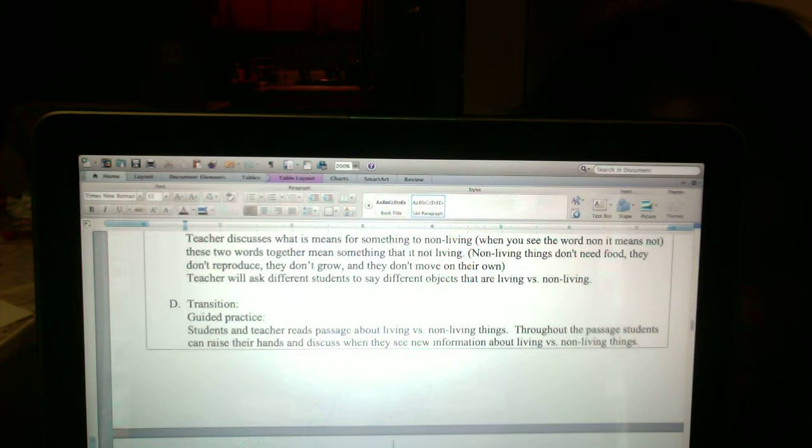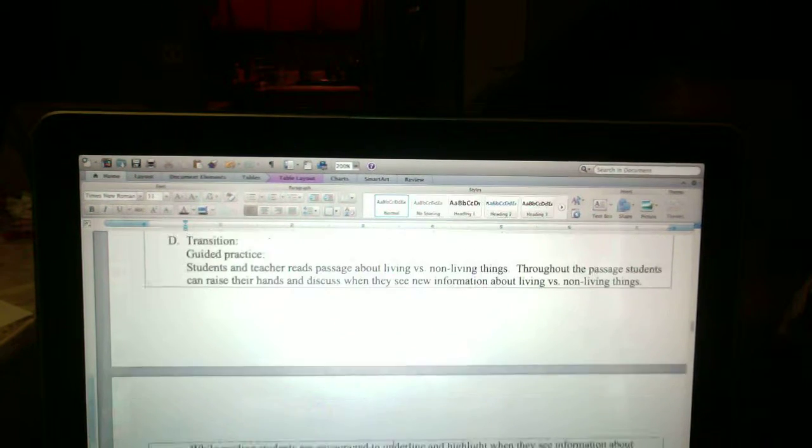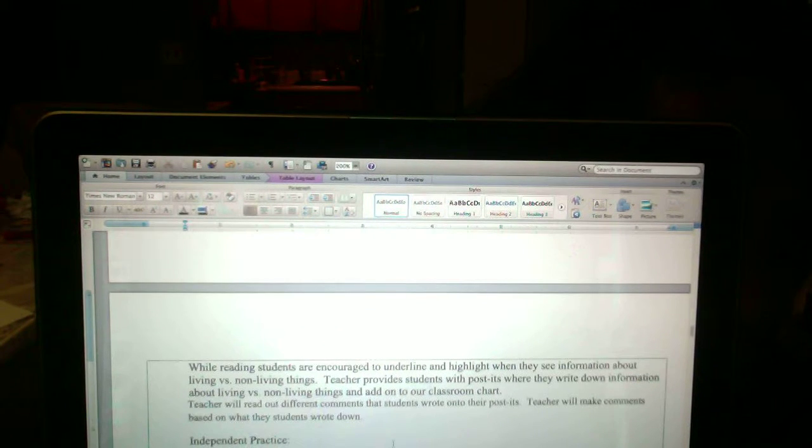For my guided practice, I would have a passage about living versus non-living things. Throughout the passage, students can raise their hand and discuss when they see new information about living versus non-living things. At this point, we would be reading together. They can also underline and highlight when they see new information. I will provide some students with post-its where they can write down information about living versus non-living things based on the reading, and then we can add it to our chart.